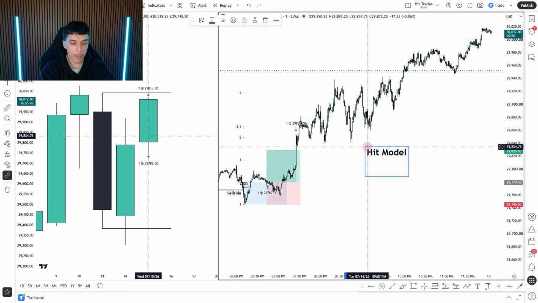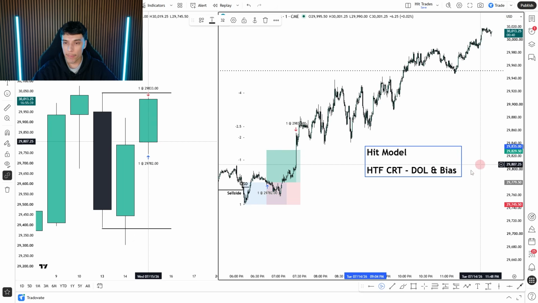It's always going to start off with a higher time frame CRT. This gives me my drawn liquidity and my bias. These are two things that a lot of traders struggle with. How do I find my bias? How do I find my drawn liquidity? If you use CRT, it becomes very simple.